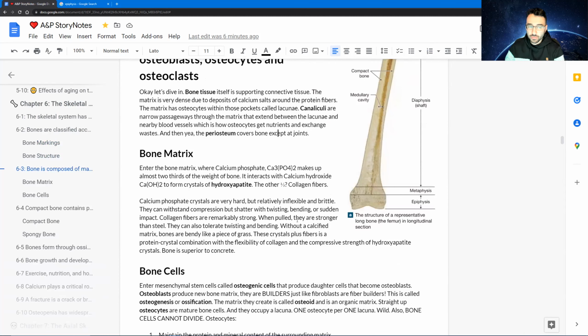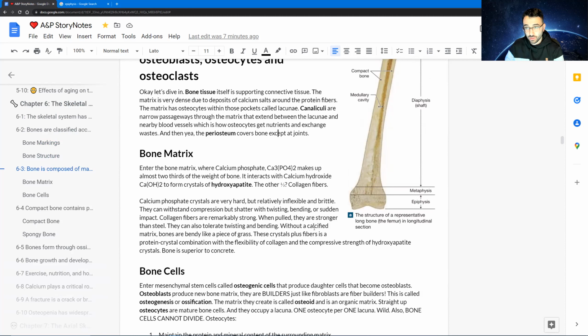All right, so let's look at the bone matrix. This is where we have calcium phosphate, which makes up almost 2/3 of the weight of bone. It interacts with calcium hydroxide, CaOH2, to form crystals called hydroxyapatite. The other third of the bone is made of collagen fibers. So calcium phosphate, Ca3(PO4)2, makes up 2/3, with that phosphate and that calcium. Then 1/3 is collagen fibers, which we should remember are those strong fibers that we learned about in the tissue chapter.